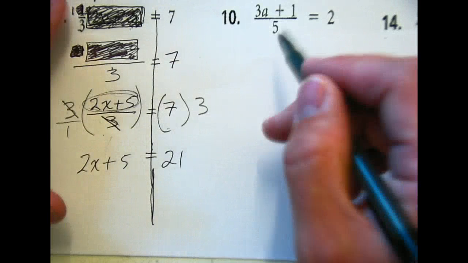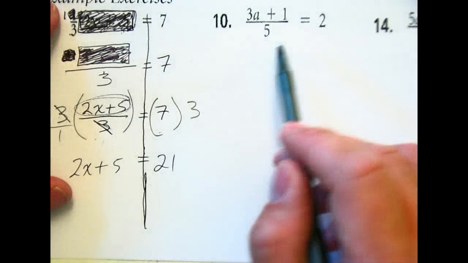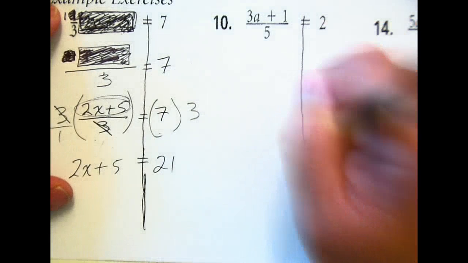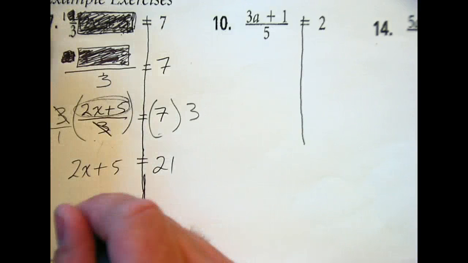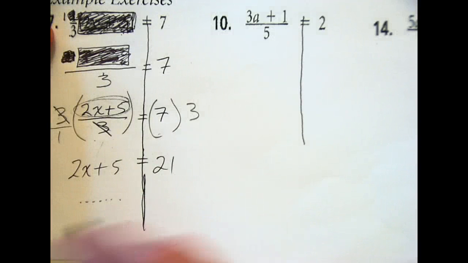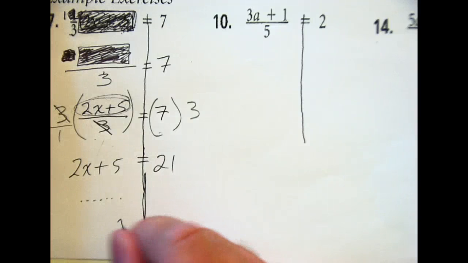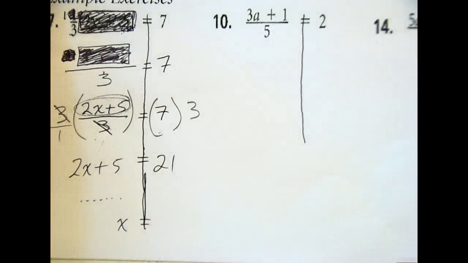This one's a little easier because it's already set up into fifths. All right? I want you to tell your neighbor what you're going to do first on that one. Number 7, I still want you guys to finish up. You can finish that on your own. Obviously, you want to get to x equals whatever it is. But number 10, what do we do? Josh, what do we do?